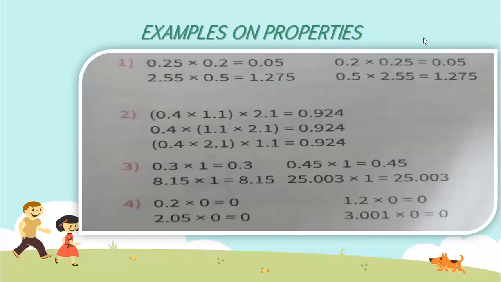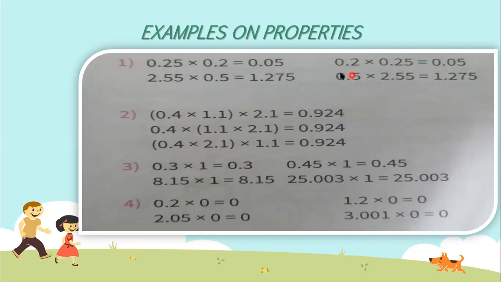Hello everyone. Last class we have seen properties of multiplication. Now let us see the examples on properties. See 0.25 into 0.2. When you are multiplying two decimal numbers, we get the answer as 0.05.